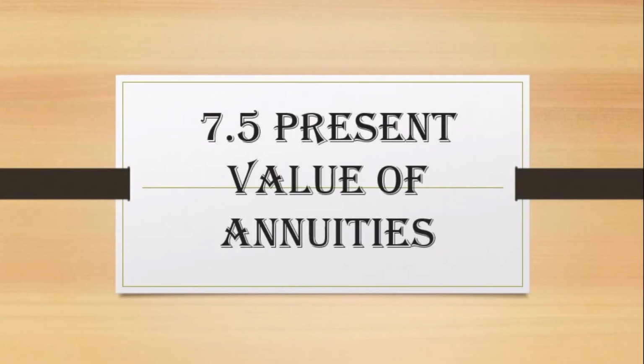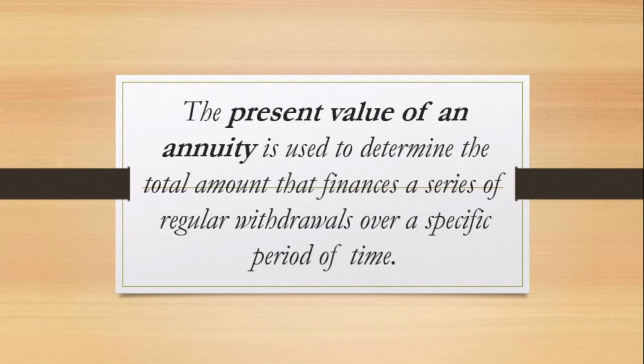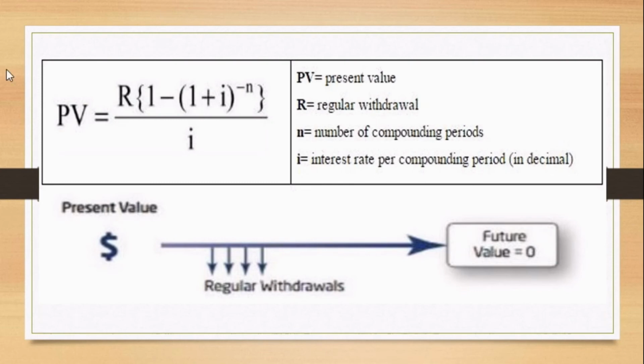Moving on, 7.5 is a lesson that will focus on the present value of annuities. The present value of an annuity is used to determine the total amount that finances a series of regular withdrawals over a specific period of time. The formula for present value is PV equals R times 1 minus 1 plus i to the power of negative n, divided by i.